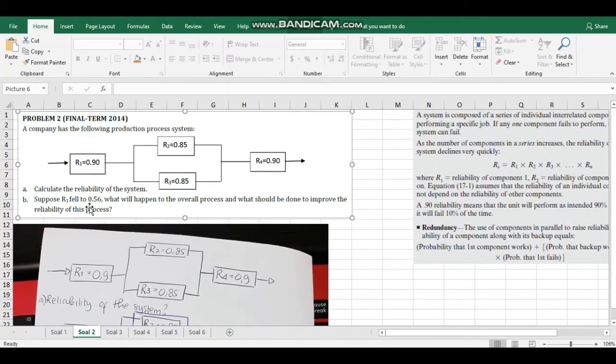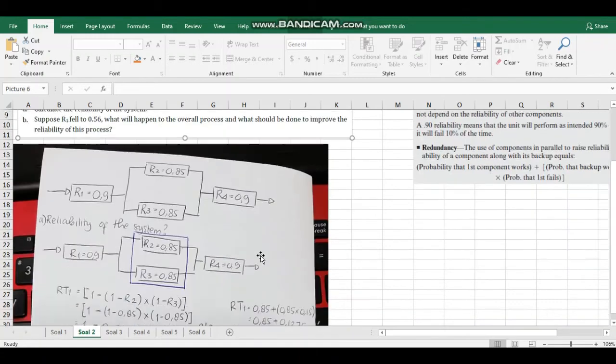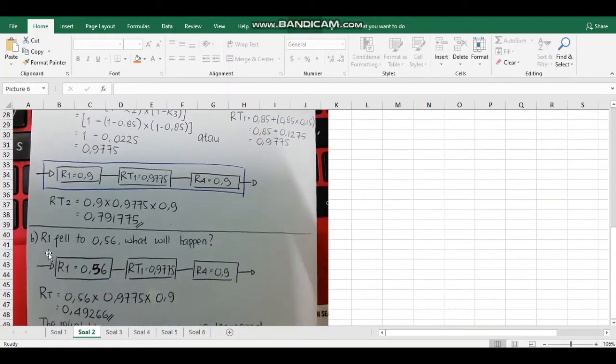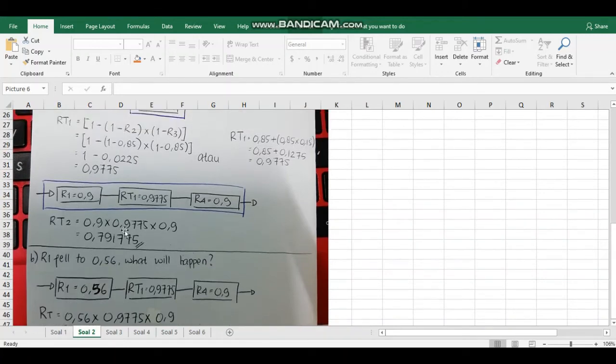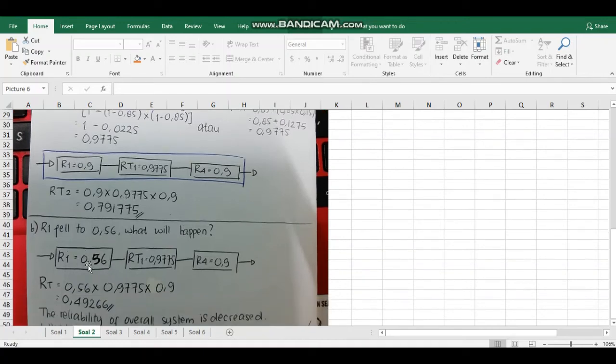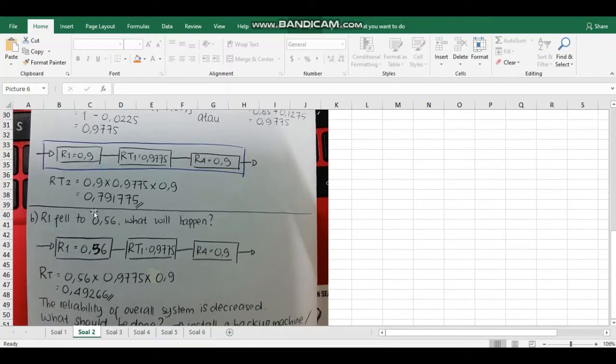And for point B, suppose that R1 fell to 0.56. What will happen to the overall process, and what should be done to improve the reliability of this process? So if R1 fell to this number, before this number we have 0.9, right? And it decreased to 0.56. Then you just have to recalculate the reliability for the overall system. You just have to change the number of this one. Before it fell, it's 0.9, and now it becomes 0.56.